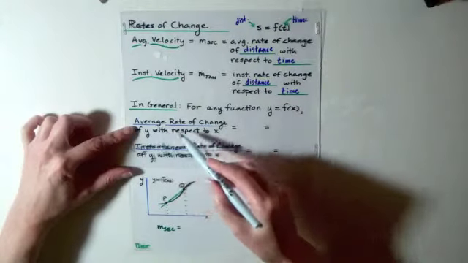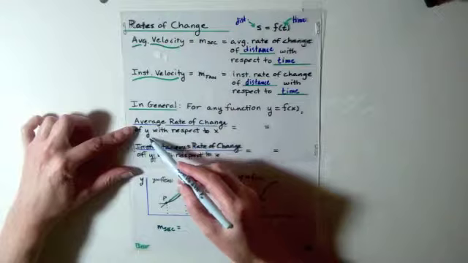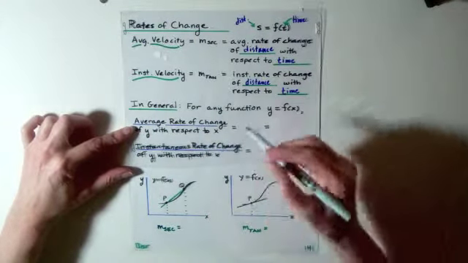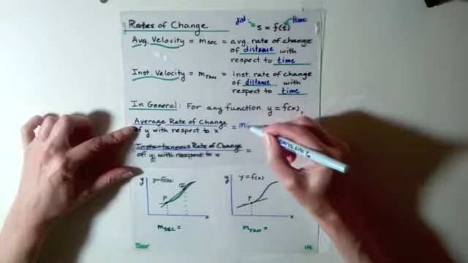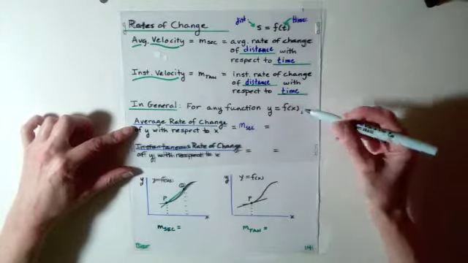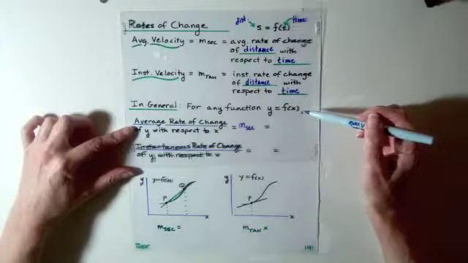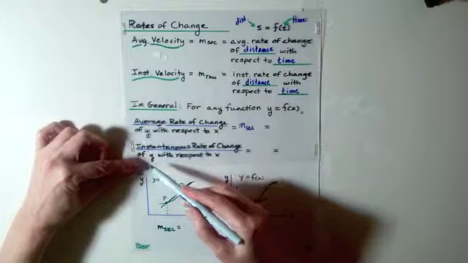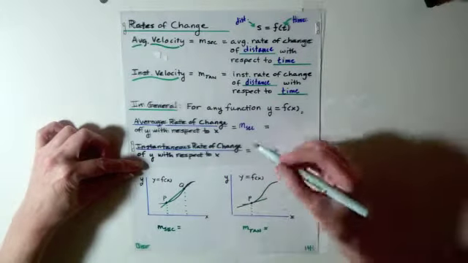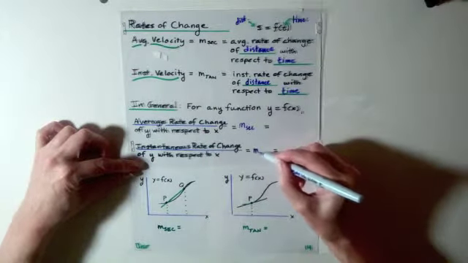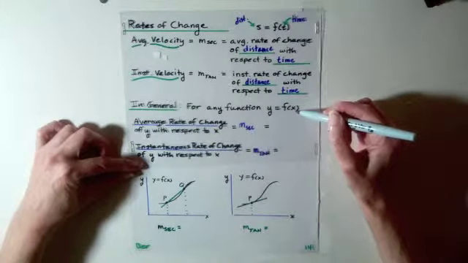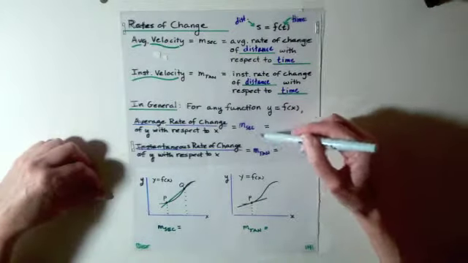And what we're going to do is extend these ideas of average velocity and instantaneous velocity to this more general case. So in general, for any such function y equal f of x, we are going to define the average rate of change of y, our output variable, with respect to x, our input variable, as the slope of the secant line to the graph of y equal f of x. And the instantaneous rate of change of y with respect to x we will define as the slope of the tangent line to the graph of y equal f of x at the value x. Well, how would I calculate these things?